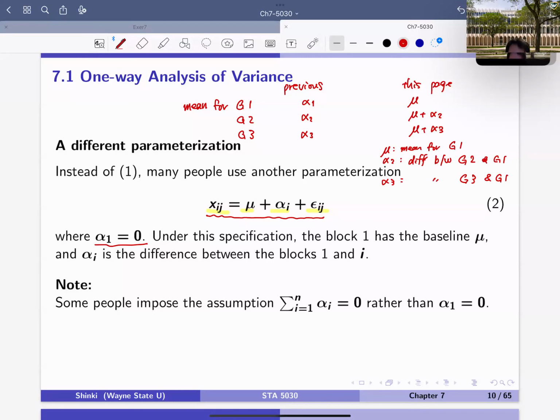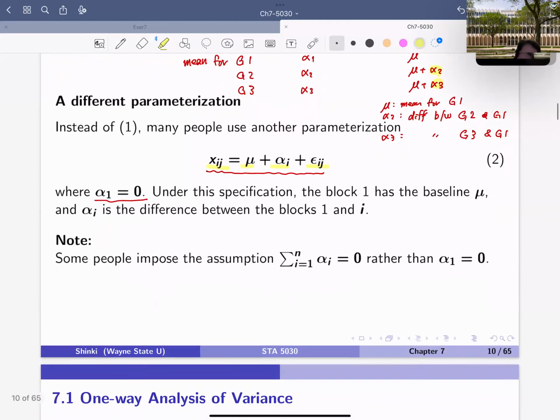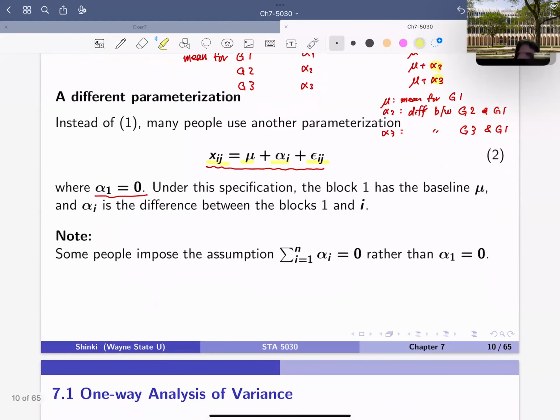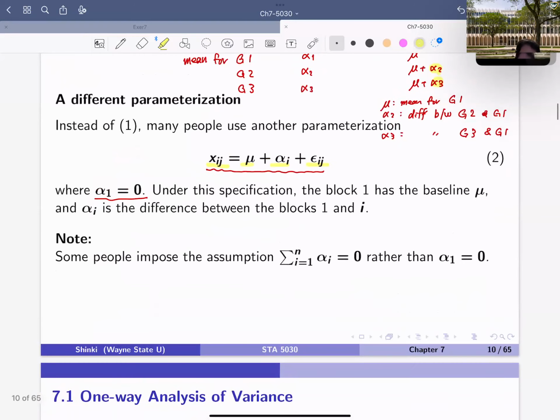Different people have different parameterizations. Maybe I should rename this alpha 2 and alpha 3 since the meaning is different from the previous page. And some people impose a different assumption, that the summation of alpha i's is equal to 0 rather than alpha 1 is equal to 0.